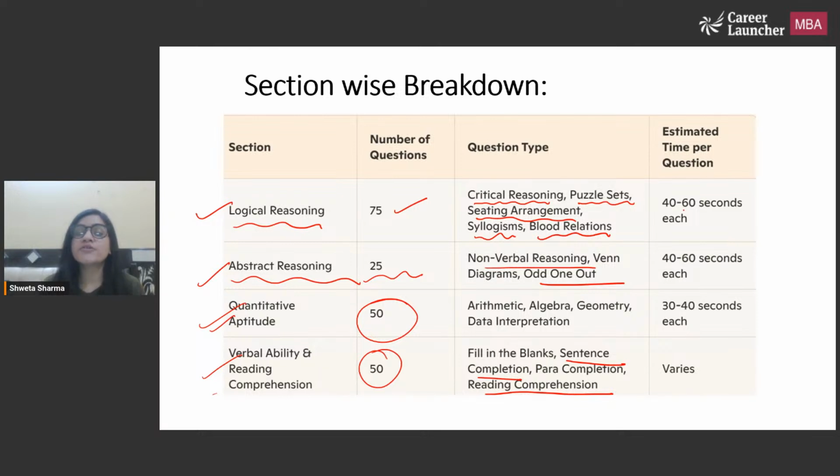Estimated time per question could be 40 to 60 seconds each for logical reasoning and abstract reasoning. When it comes to VARC, as per your passage, the question time would vary, and so would it for your quantitative aptitude as well.